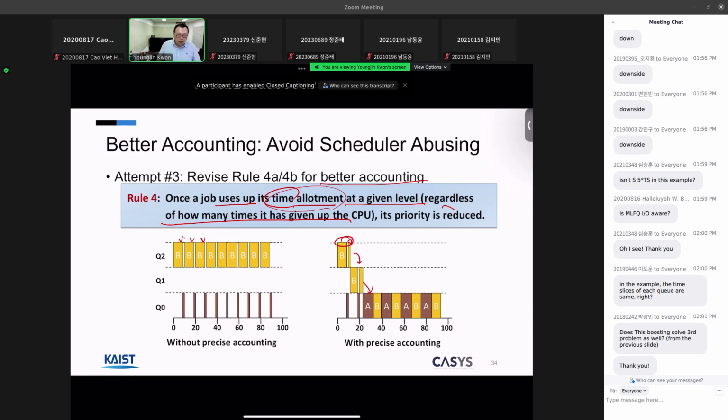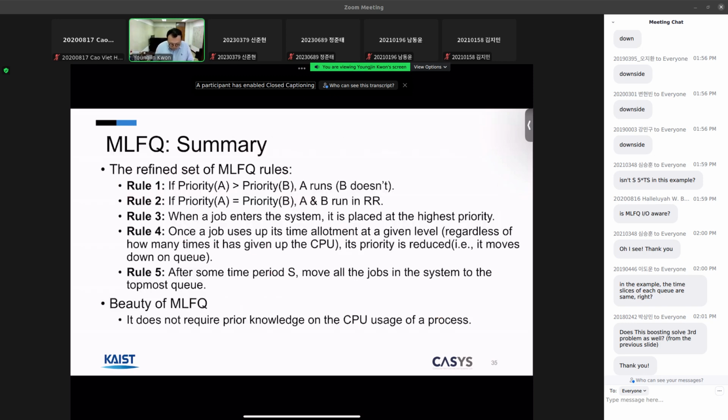Simple. All right, so that is the end of MLFQ. Here is a summary of the refined rules. First, the priority-based rule. Second, the highest priority rule. Third, the better accounting rule. Fourth, the priority boosting rule. So rule 5 is a summary of MLFQ.